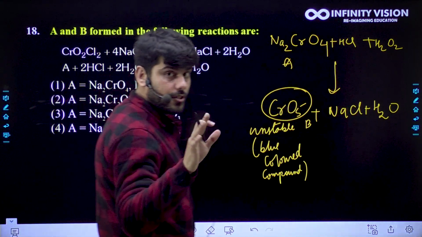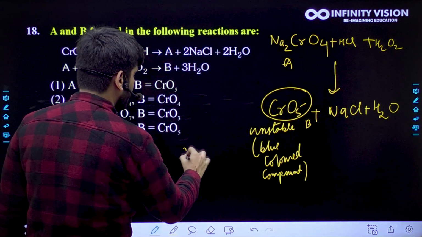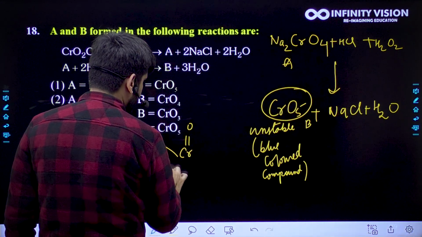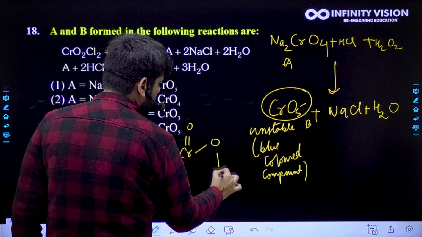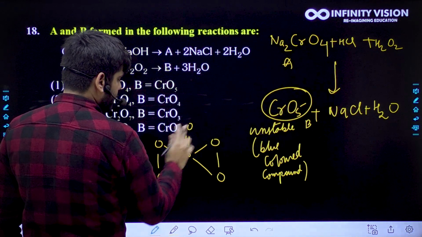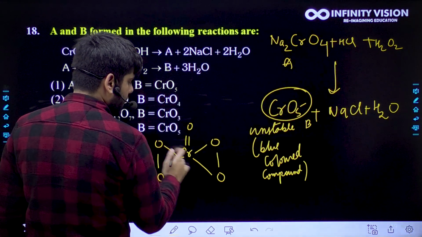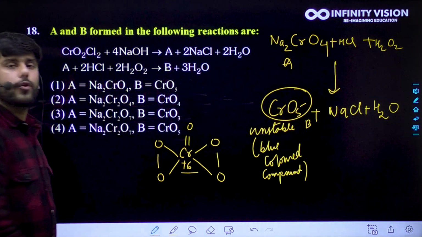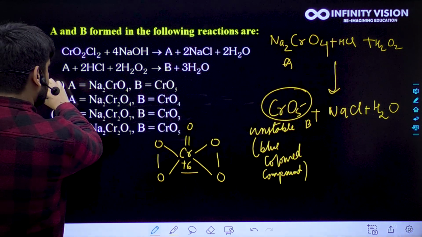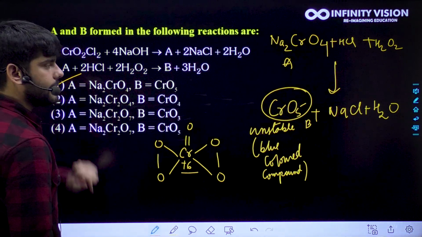And what is the structure? Structure is also important. It is a butterfly type structure, where this has two peroxide linkages like this. So if you see the oxidation state, -2 and -1, -1, -1, -1, so it will be +6. So chromium 6 oxide, clear? So A is the right answer.